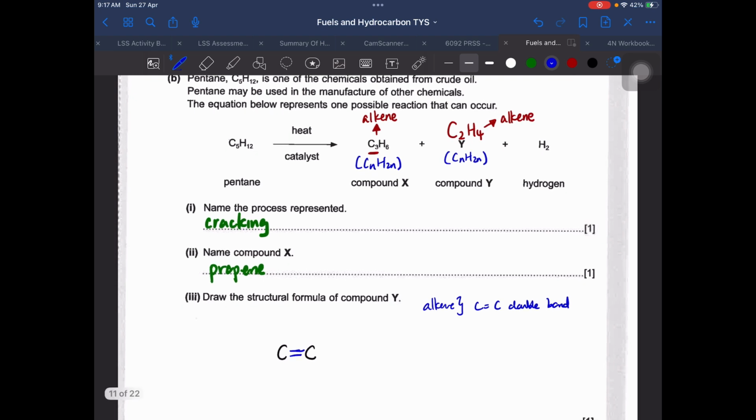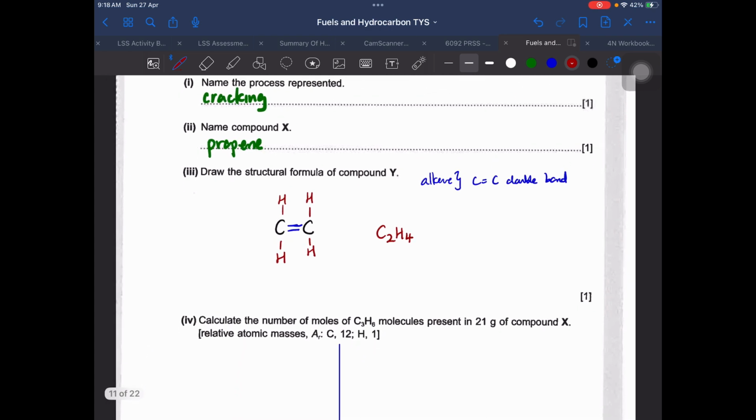Formula says C2H4. That means we need to start counting. We know that this carbon here has 2 bonds. It should have 1 more and 1 more, total 4. So this carbon will be like this. The other carbon, similarly, has 2 bonds, and therefore it should also have 2 more. And then double check, and you realize that yes, this is indeed C2H4. So this is what you need to do over time to get used to the drawing. Draw it step by step. Draw out the carbon first.